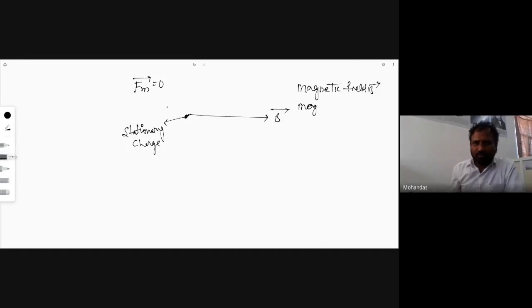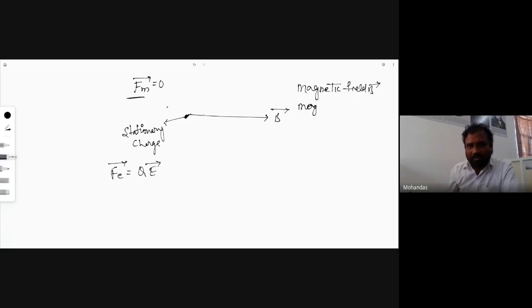If you place a charged particle at rest in the presence of a magnetic field, the magnetic force will be zero. Fm means the magnetic force. And if the same charge is placed in the presence of an electric field, what will be the Fe here? The electric force will be Q into E.